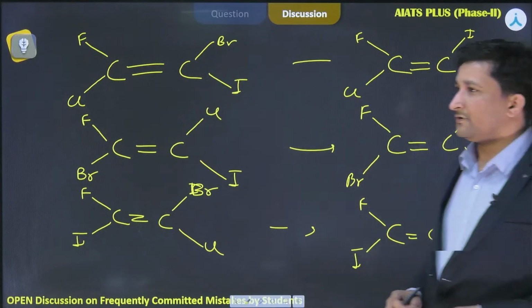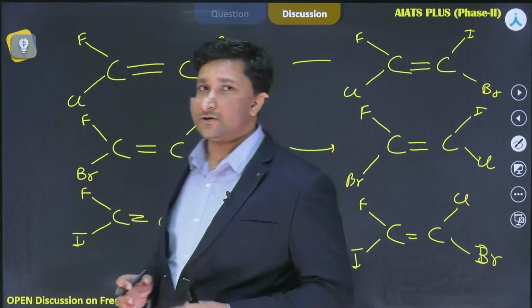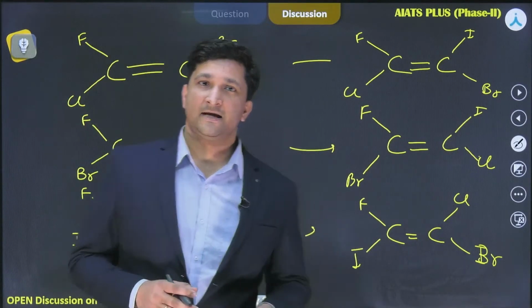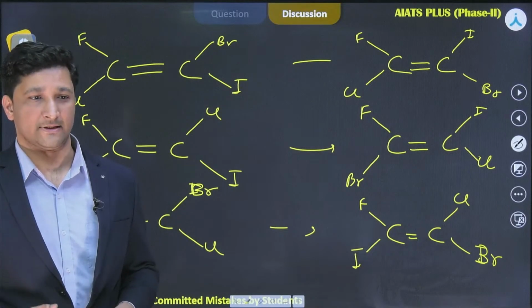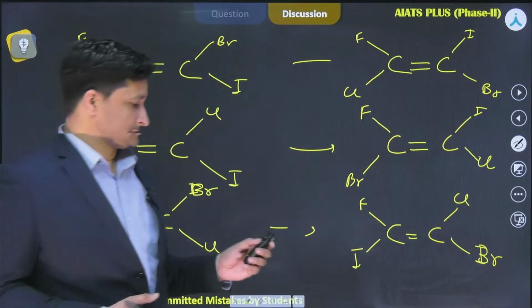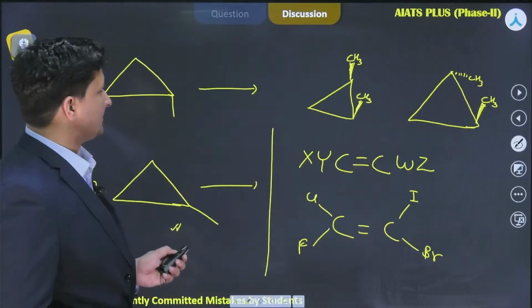So one more thing you have to understand, that geometrical isomers are not mirror images of each other. And as they are not mirror images, we call geometrical isomers diastereomers. Okay? So this thing is there. Now let's come back to our question.